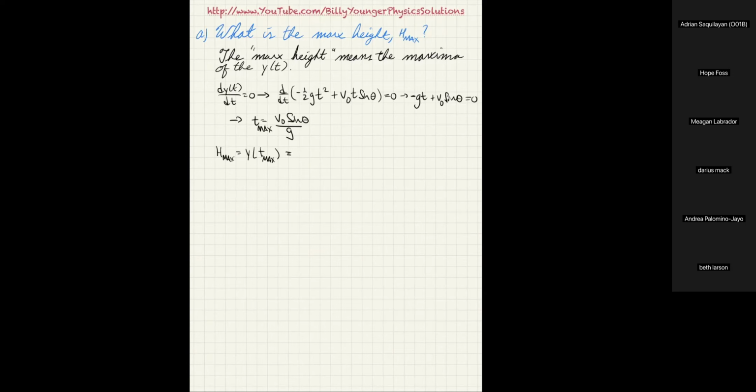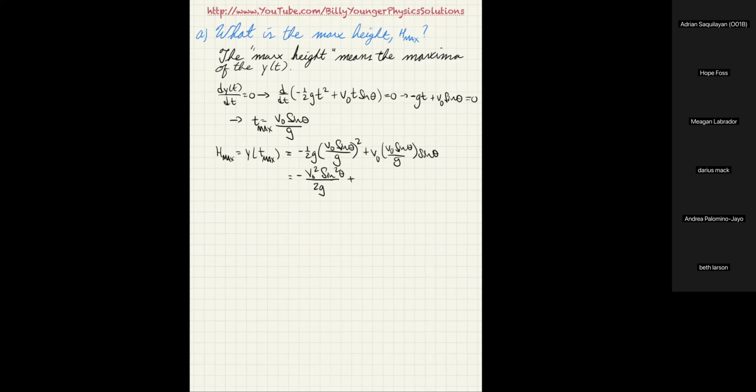I just chose to call it that. So now I can just go back and plug this into my y as a function of time, which is going to be negative 1/2 g. Now, in place of t squared, I'm going to put v0 sine theta over g quantity squared plus v0 times v0 sine theta over g times sine theta. And simplifying a little bit, we can see that when we square the v0 sine theta over g, we get a g squared in the bottom. That's going to cancel out with the g in the top and leave a 2g in the bottom. So I'm going to say negative, and I'm going to put a 2g down at the bottom. But on top, it's going to be v0 squared sine squared theta.